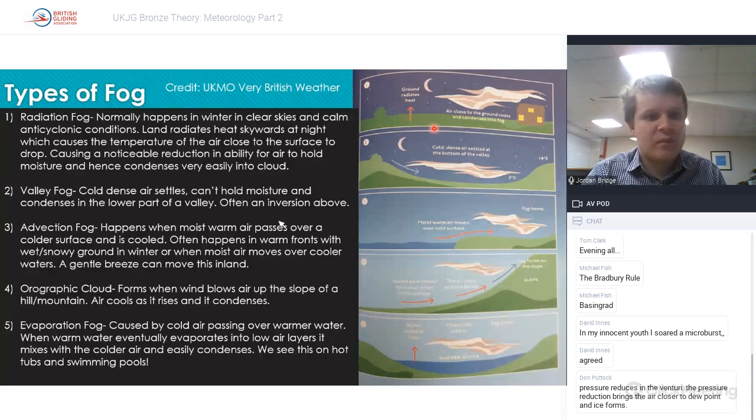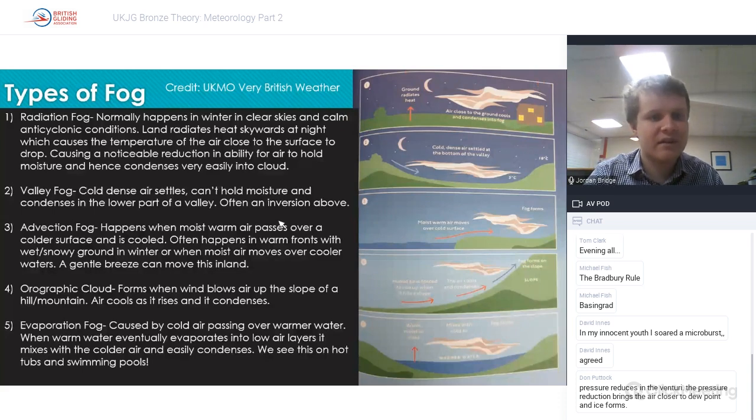Because this air is cool, there is again that issue where the air cannot hold so much moisture, and therefore we get cloud forming very, very close to the ground. This is probably one of the easiest ones to burn off, because it's just purely heating needed to get rid of this sort of fog.